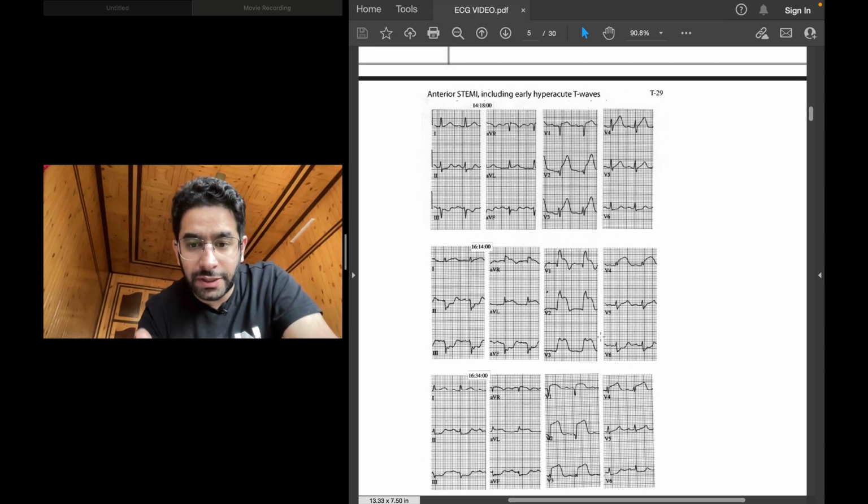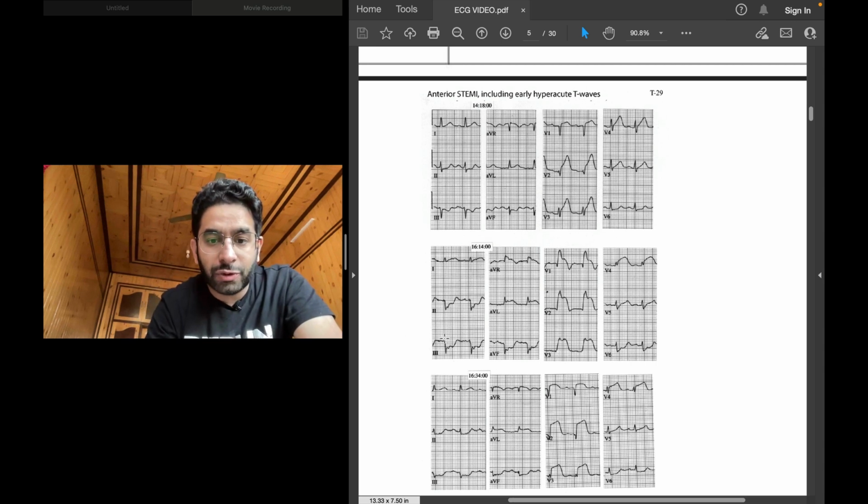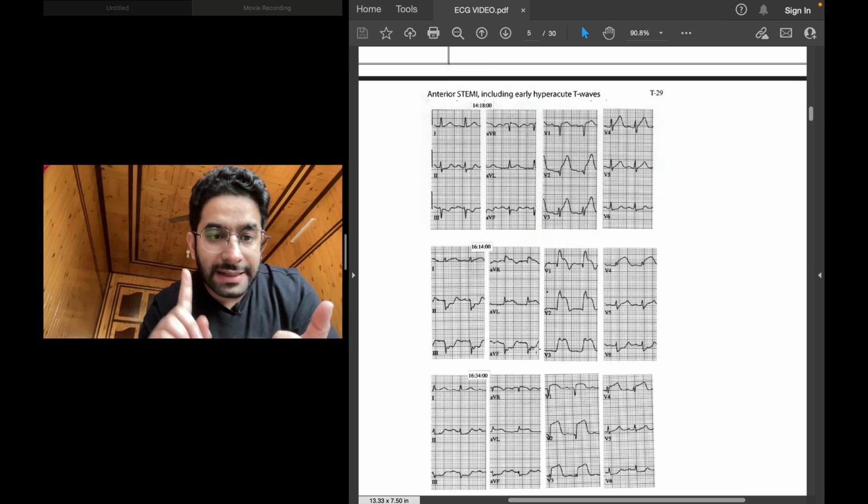What you can also appreciate here is the reciprocal change in the inferior leads. Look at the ST depression in 2, 3 and AVF. So a great thing to remember here would be an ST segment elevation in anterior precordial leads is anterior wall MI, culprit vessel is left anterior descending artery, and you are likely to see reciprocal ST depressions in inferior leads.